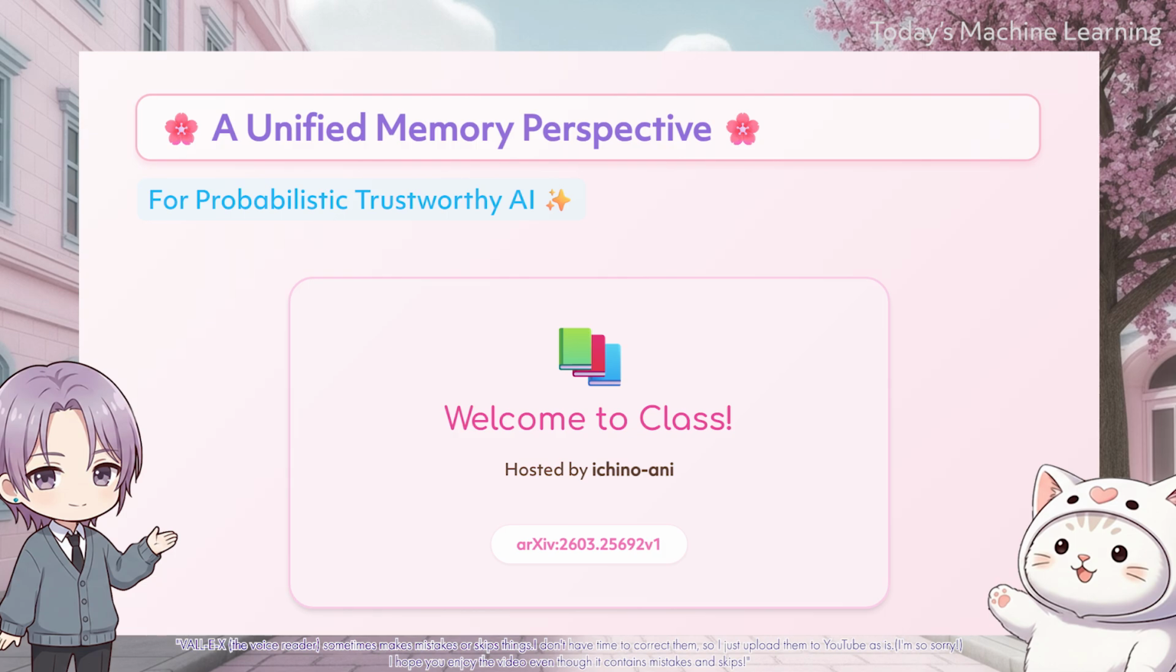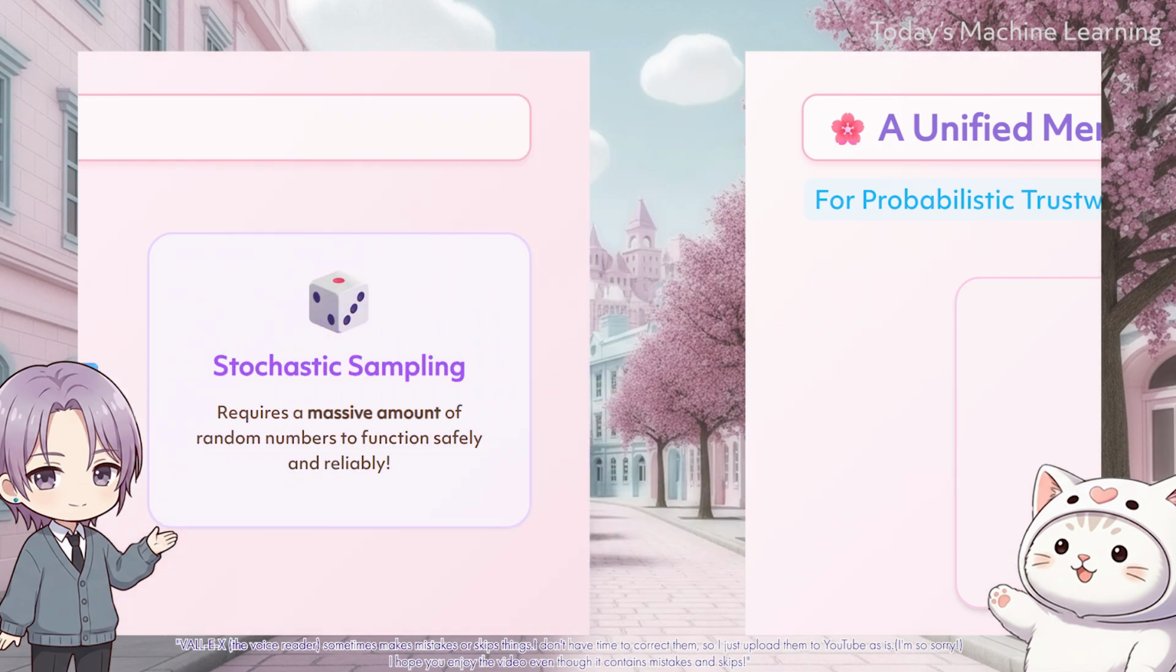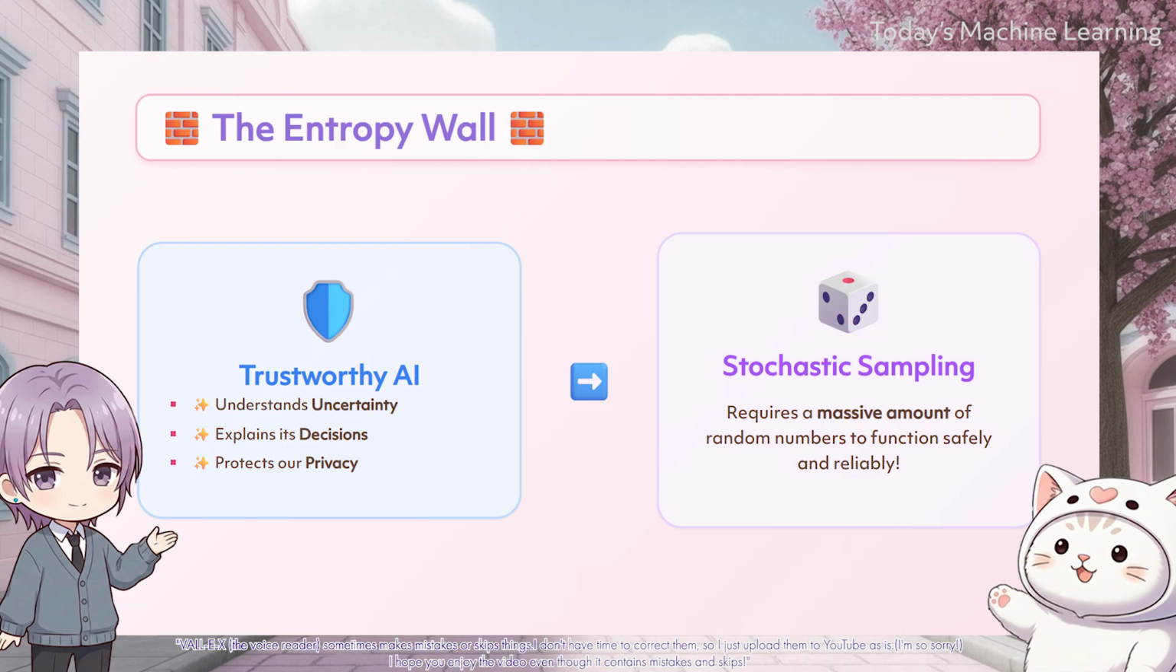Today is Monday, March 30th, 2026, and we have a very exciting topic from the machine learning archives. Right, so today we are going to talk about a paper titled Unified Memory Perspective for Probabilistic Trustworthy AI. You can find this fascinating read at arxiv.org/abs/2603.25692v1. I know it is quite a mouthful, but I promise the ideas inside are super cool and easy to understand. Let us dive right in, shall we?